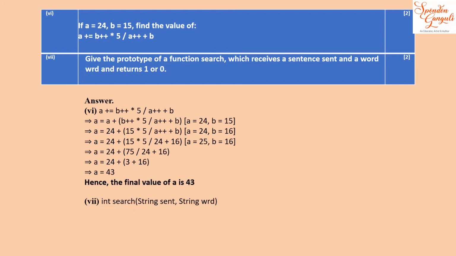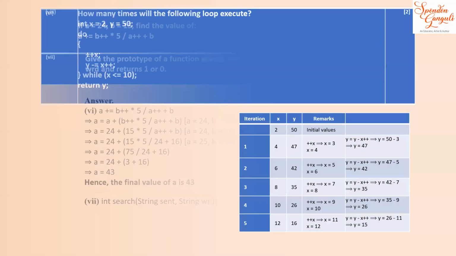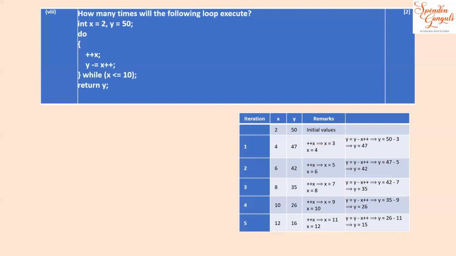Moving on to the next question. How many times does the following loop execute? It's a do-while loop. You can see the explanation through a dry run table being mentioned. And the final answer is the loop is executing 5 times.